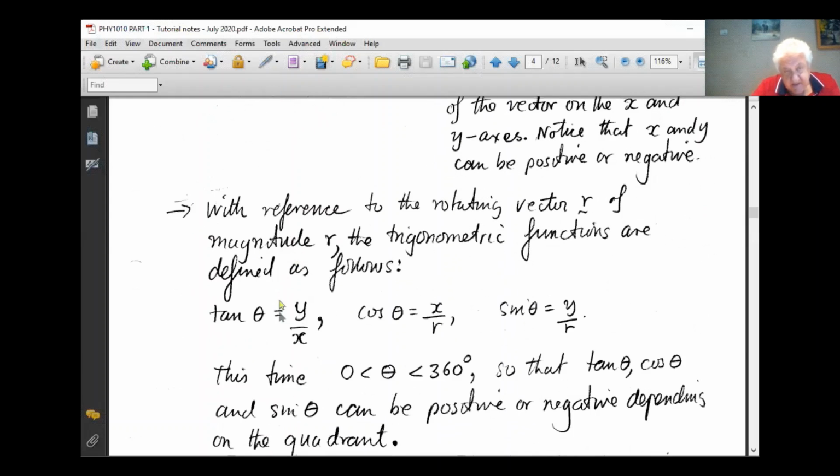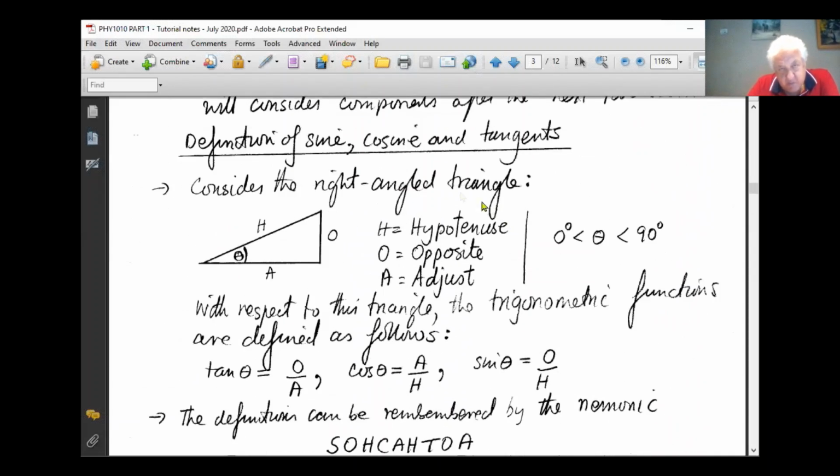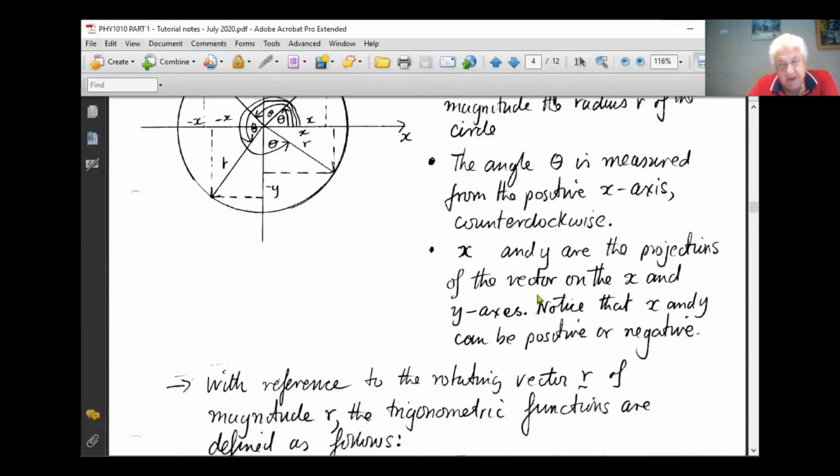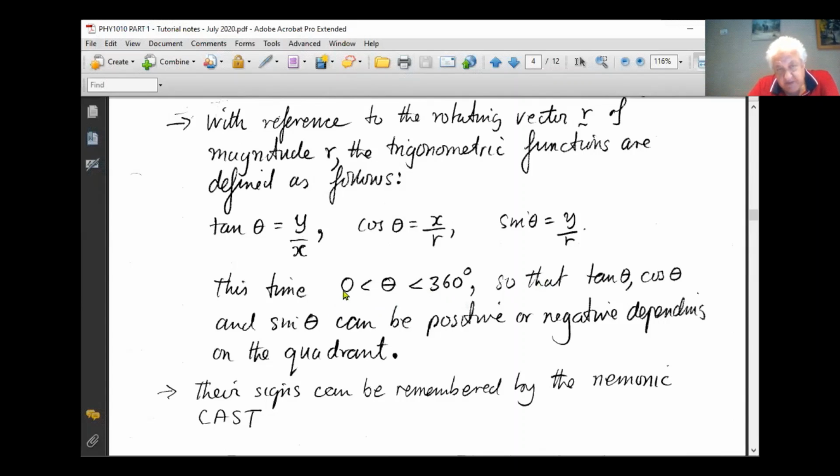So if you notice that, we can then define generally tan theta is y over x, opposite over adjacent, cos theta is x over r, adjacent over hypotenuse, sine theta is y over r, opposite over hypotenuse. Before, with reference to the right angle triangle, theta was always less than 90 degrees. But now theta can have any value between 0 and 360 degrees. So this means that depending on the quadrant, tan theta, cos theta, or sine theta may be positive or negative.